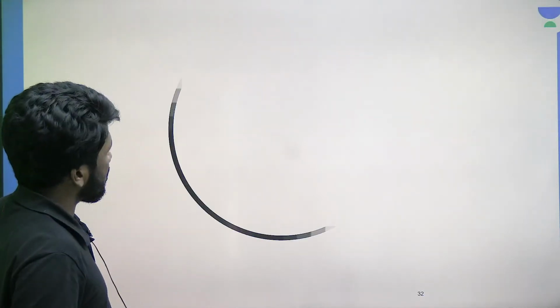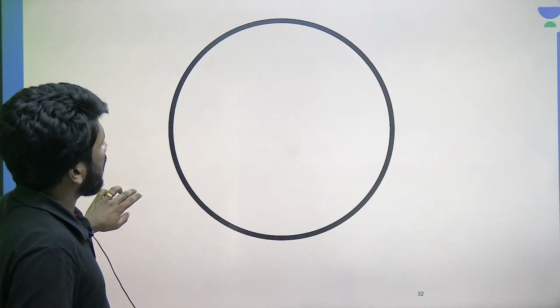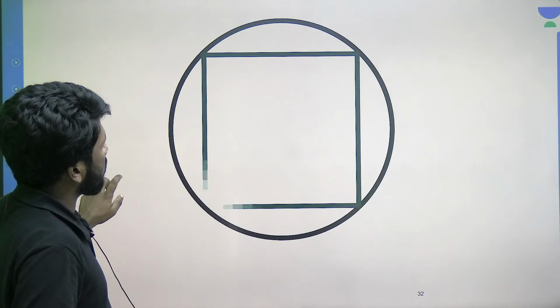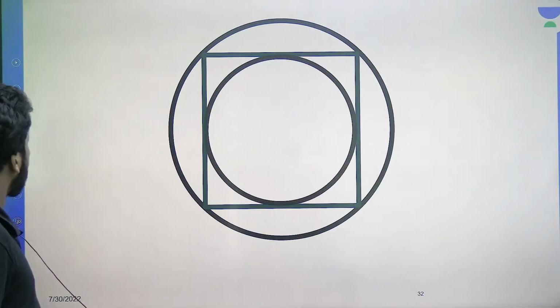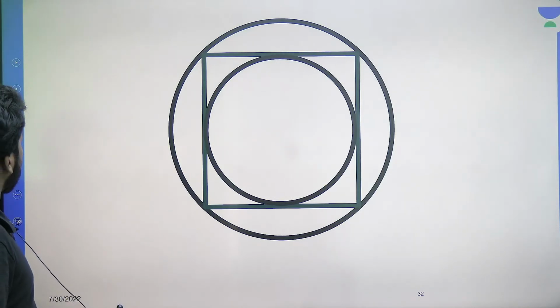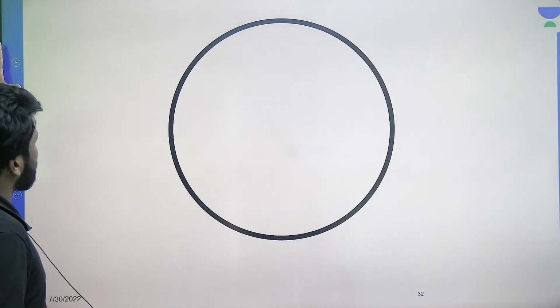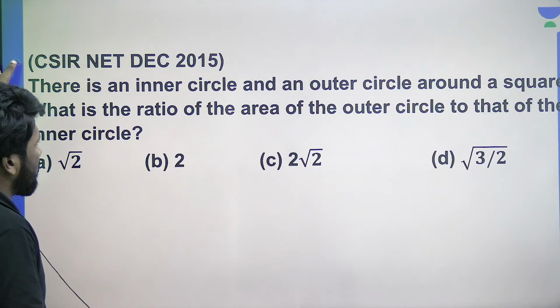This will be the picture. There is an inner circle and outer circle around a square. So this is a square and this is the outer circle. This is the inner circle. Are you all understanding this much? Same like previous last to last question. The first question of this type we discussed.